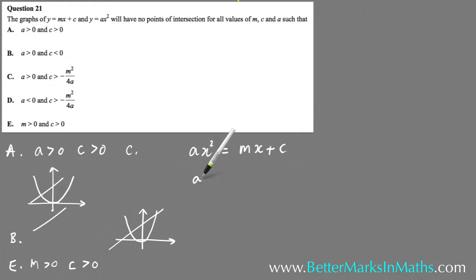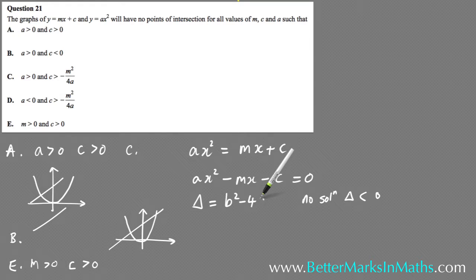So from here, what I would do is move these to the other side, so ax squared minus mx minus c equals 0, and then what I want is no points of intersection, so no solutions to that equation, and that happens when the discriminant is less than 0. So that's the next step, to find what the discriminant equals and then somehow get one of those two from there.